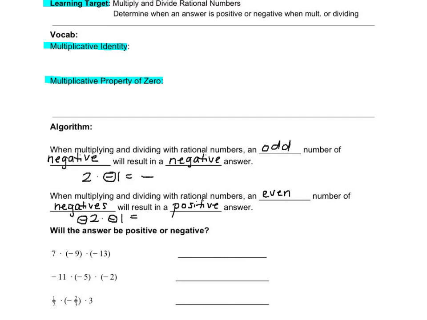Now this goes for all kinds of different expressions. So say we had negative 3 times negative 5 times 1 times negative 4. Because we have three negatives right here, again, our answer is going to be negative. So for any odd number of negatives, you will have a negative answer, and for any even number of negatives, you will have a positive answer.